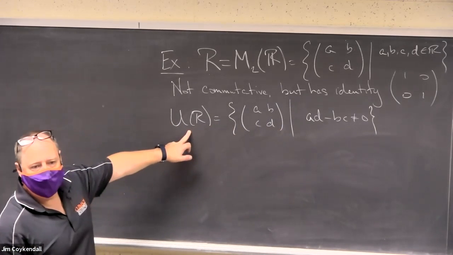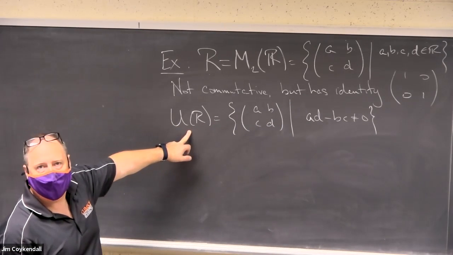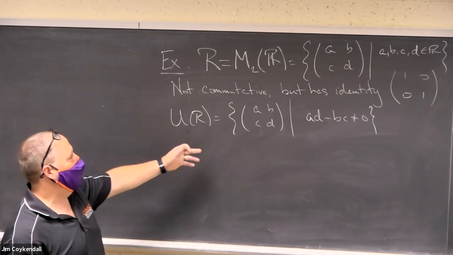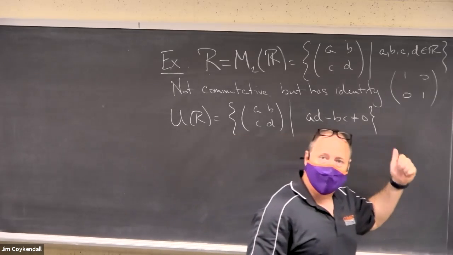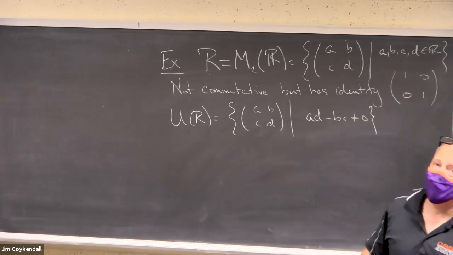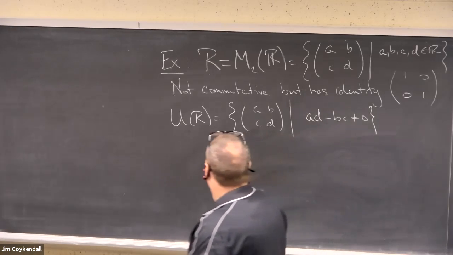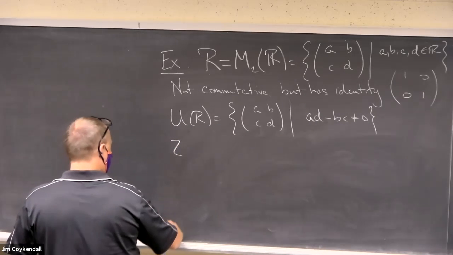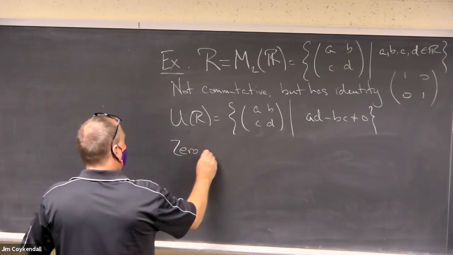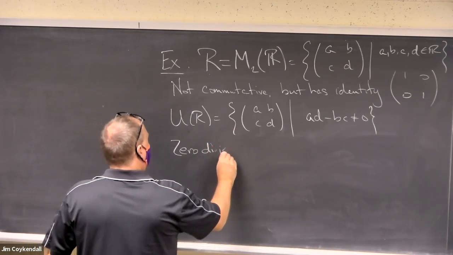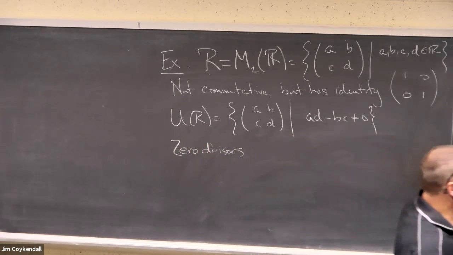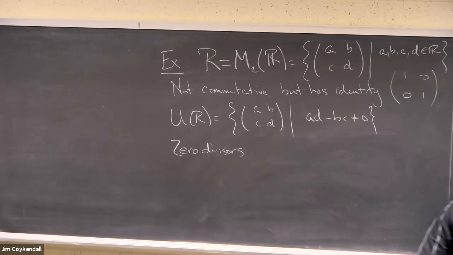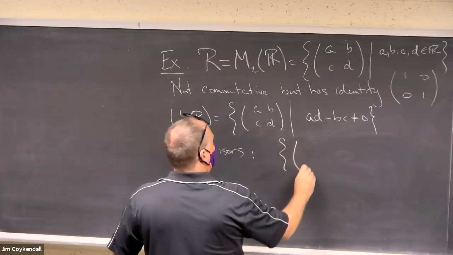The units of these are just the invertible matrices. They're the ones that you can multiply something by and get the identity matrix. And if you remember, these were the matrices that have determinant not zero, right? And the determinant zero ones are the language you probably heard in linear algebra, the singular matrices.